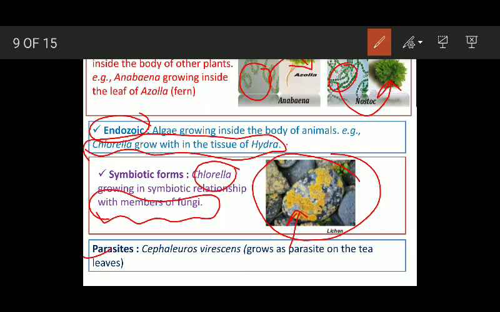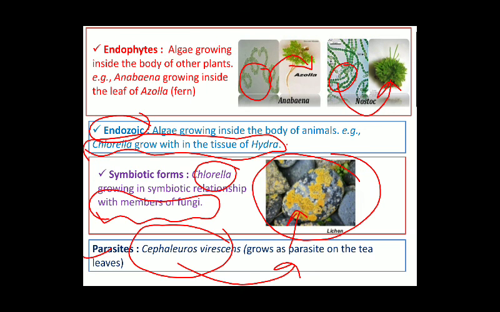Now the parasites. Those algae which live as parasites on other organisms constitute the parasitic algae. An example is Cephaleuros virescens. It grows as a parasite on the tea leaves. Okay, Cephaleuros virescens grows as a parasite on the leaves of tea plants. So this is all about the general characters of algae, their occurrence.